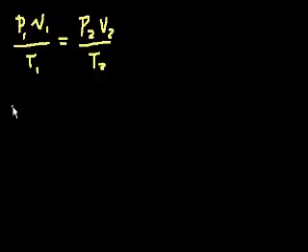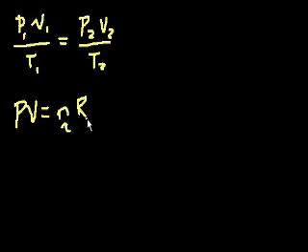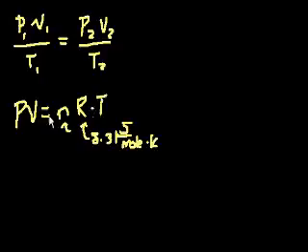And the other thing you should remember is that pressure times volume is equal to N times R times T, where N is the number of moles, right? A mole is like a number like a dozen, but a mole is a huge number, 6 times 10 to the 23. R is the universal gas constant. That's 8.31 joules per mole Kelvin, times the temperature. And remember, just to be safe, always convert to Kelvin first.